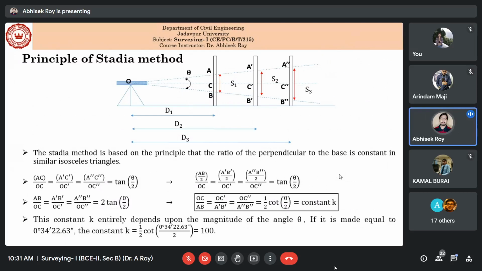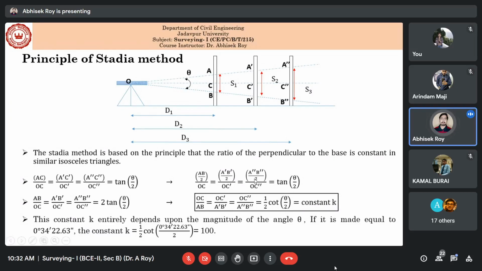So we will discuss in detail in the next class. At that time it will be much clearer. So the first method, which is the most important method, we will discuss first. It is called the principle of the Stadia method. So the Stadia method we will discuss first, and its principle.